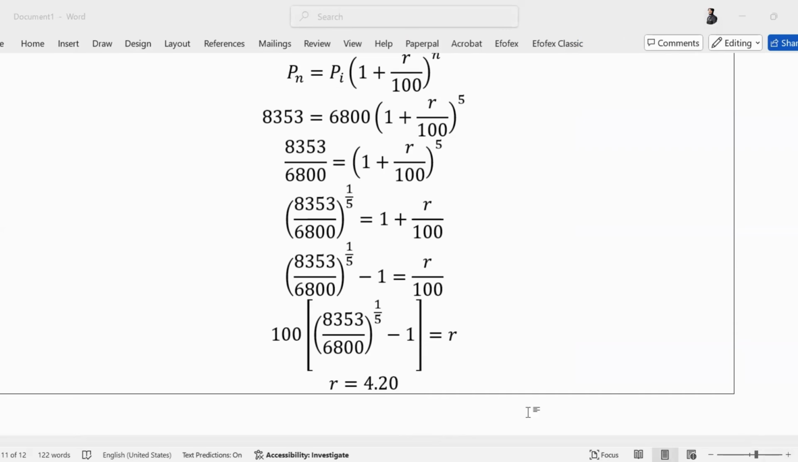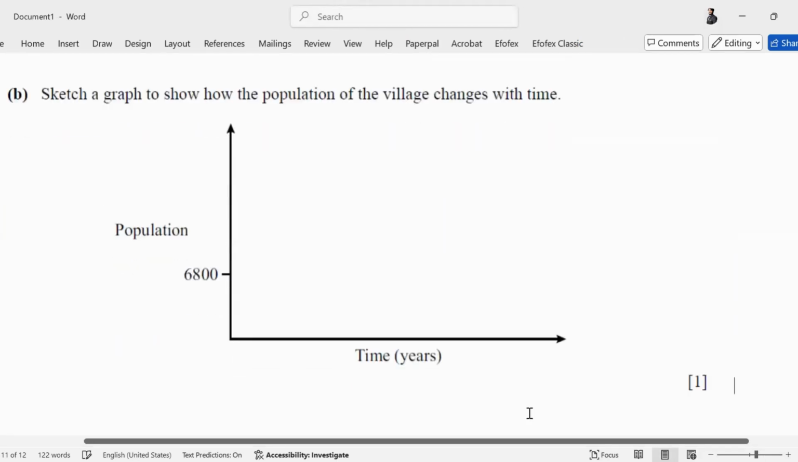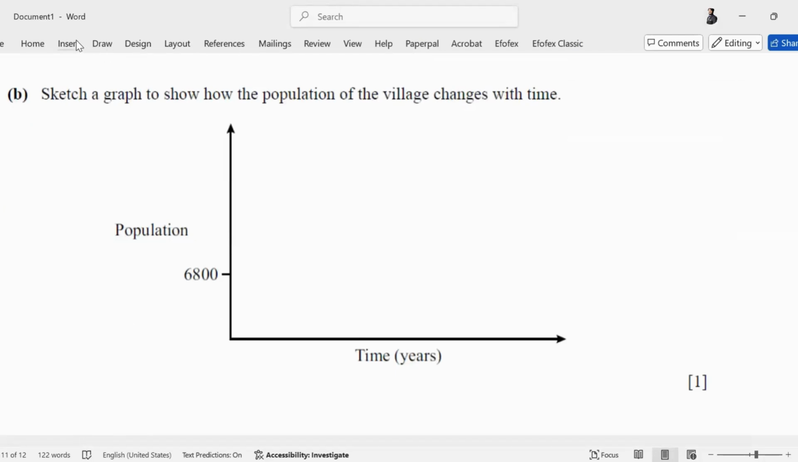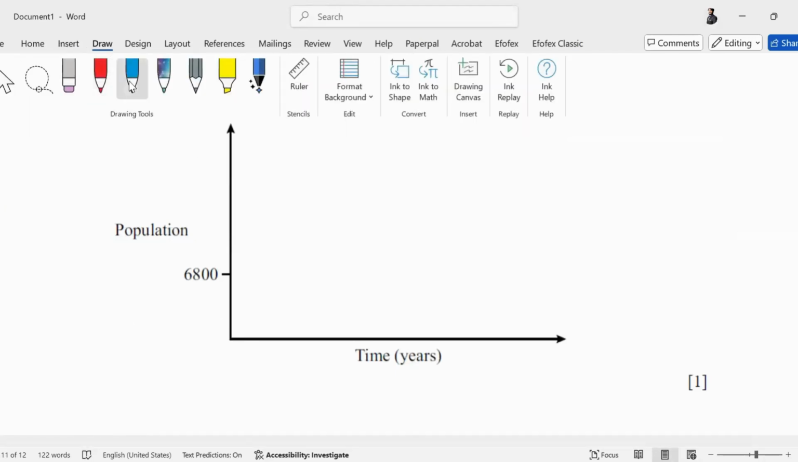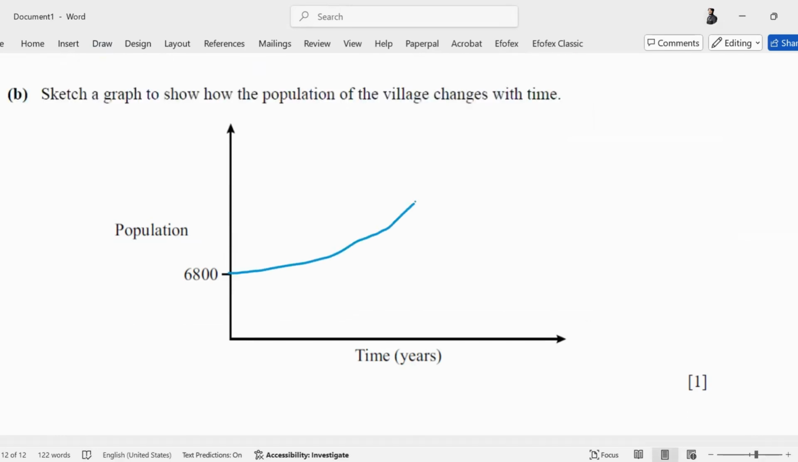Now the next is regarding the graph of exponential growth. It starts from 6,800 and it will grow exponentially, which means that the graph will go something like this, smooth curve and going upwards. This is how the graph of exponential growth will look like. The exponential decay will come down.